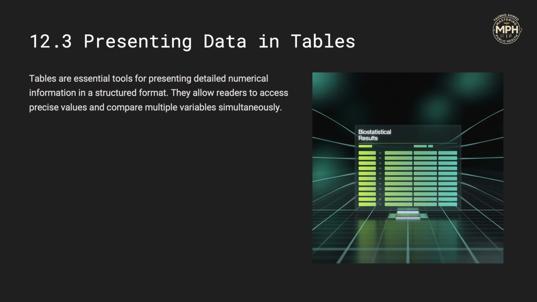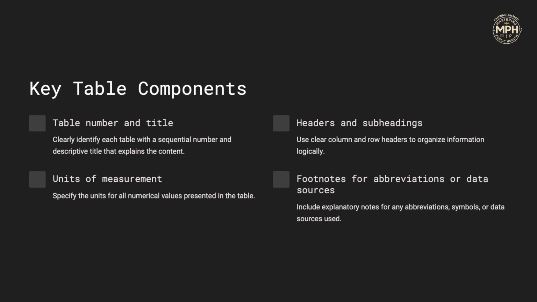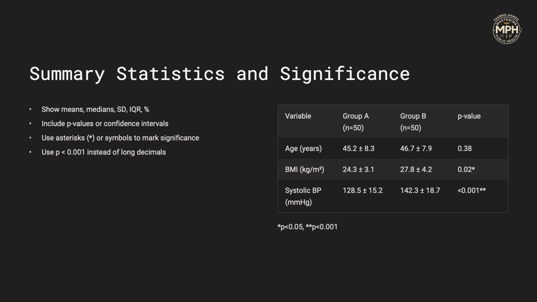Third is presenting data in tables. Components of a table. Every table should include table number and title, clear row and column headers, units of measurement, and footnotes for definitions or notes. Tabulating summary statistics. Show means, medians, standard deviations, interquartile ranges, or percentages. Always label variables and units clearly.